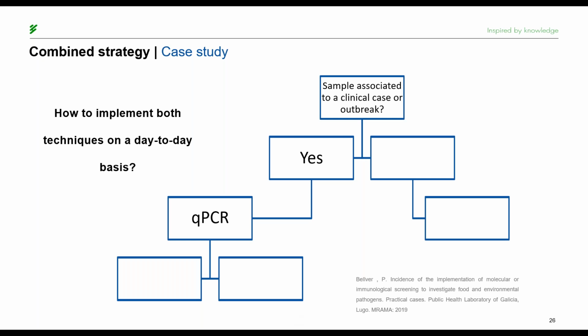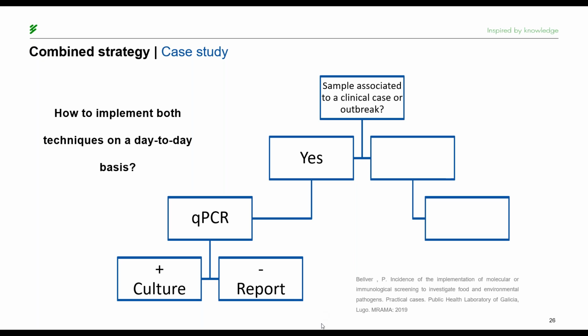And do we get a positive PCR result? Then we must continue with a culture, again with the advantage that our initial sample is ready, and then we can continue with the extraction, and we can continue with the culture immediately. And we have already an early presumptive result. And if the qPCR is negative, then we would just report the result.